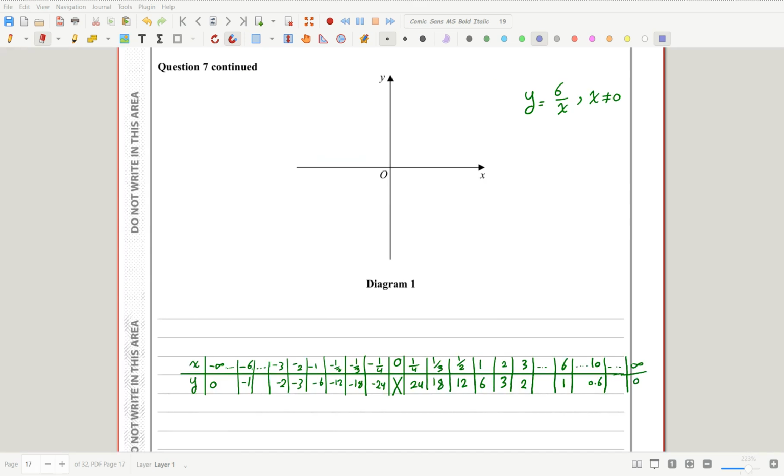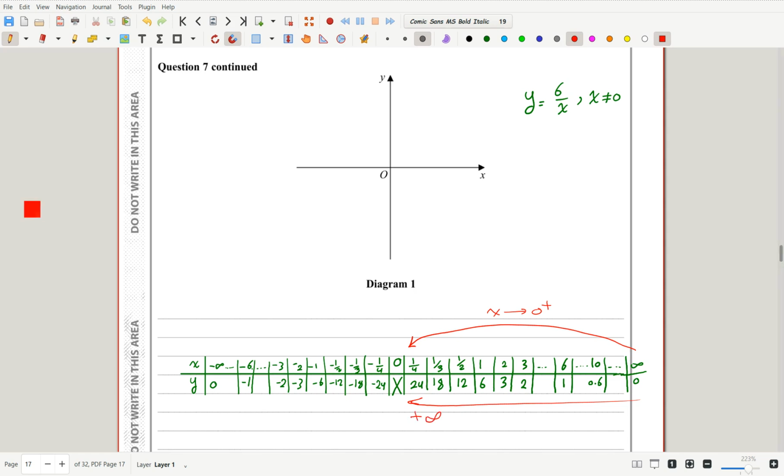So the vertical asymptote is at x equals 0. A vertical asymptote happens when the denominator equals 0 because division by 0 is undefined. So as x approaches 0 from the positive side, y equals 6 over x becomes very large, even extremely large. So as x goes to 0 from the positive side, the value of y equals 6 over x goes to plus infinity.